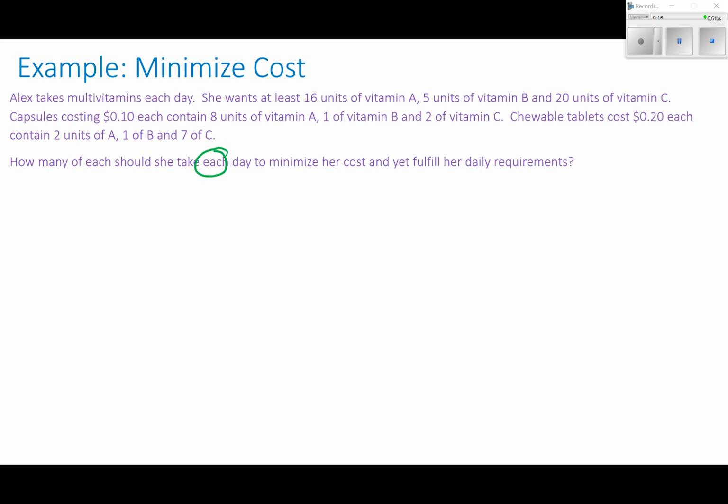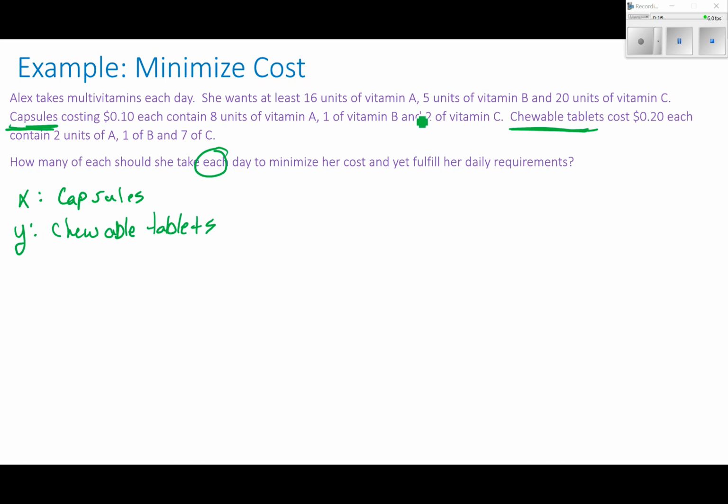Again, this idea of each. What items are we working with? Well, the items that we're working with are capsules and chewable tablets. So if I say that X is representative of the capsules and Y is representative of chewable tablets, that's each piece that I'm working with. All right, so now I can create some constraints from this.